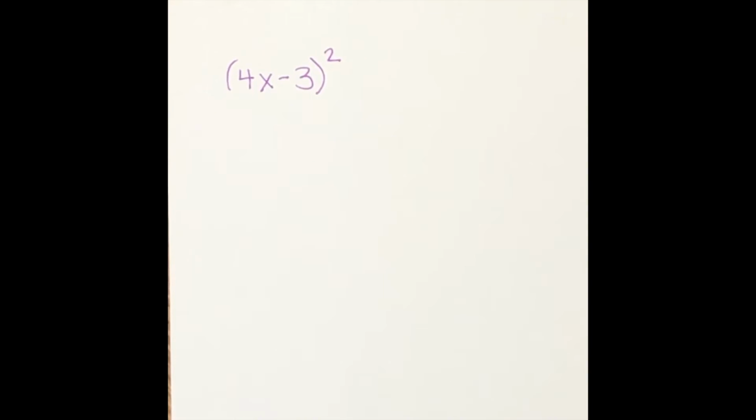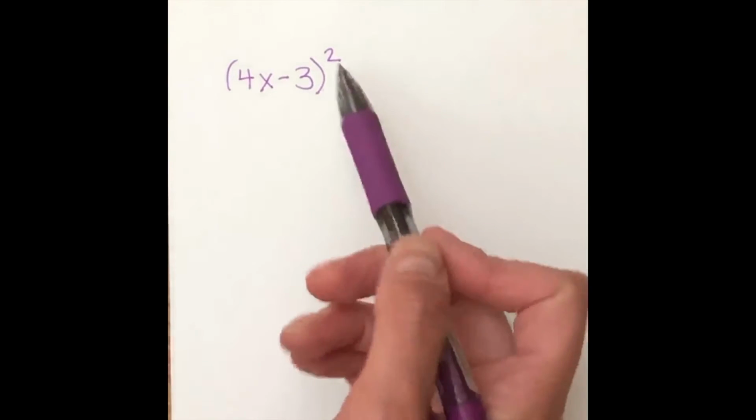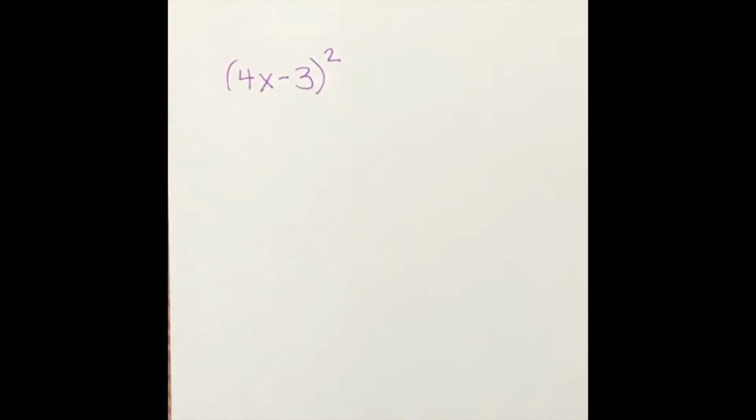Whoa, that was pretty special, Mrs. Sullivan. What about something like this? 4x minus 3 quantity squared. Well, when I look at this, my brain really wants to say that the answer is 16x squared minus 9, because I think we should just square both of those terms. But gasp, we are not going to do that.